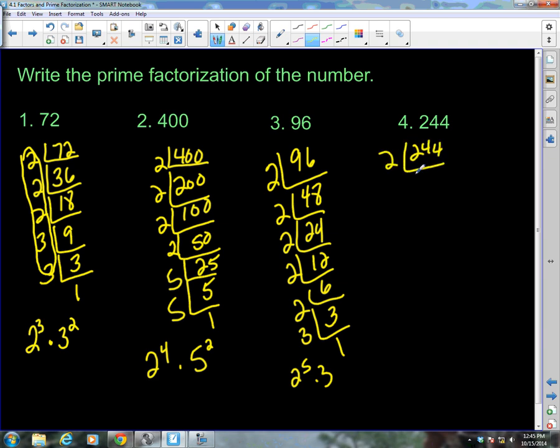Divide. That's 122. Divide again. 61. 61 is prime. Okay, so my prime factorization is 2 squared times 61. Okay, this looks weird because 61 is a larger number, but it is prime, so it works.